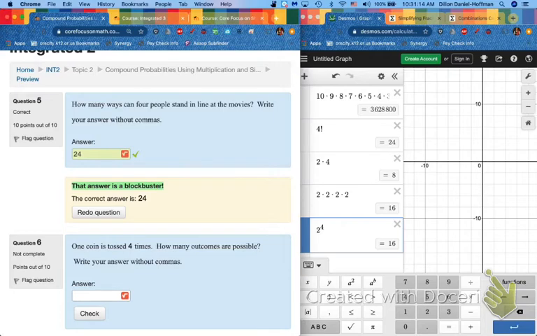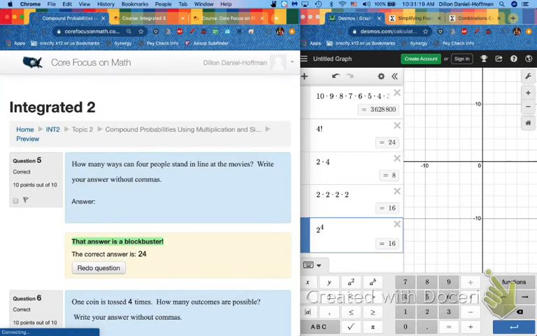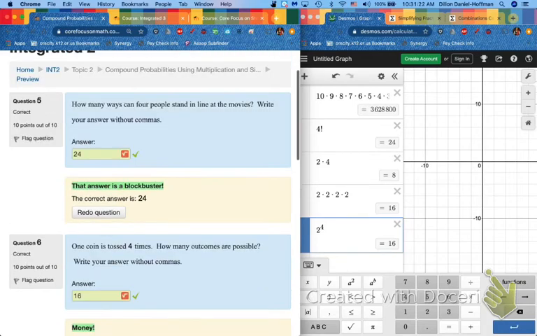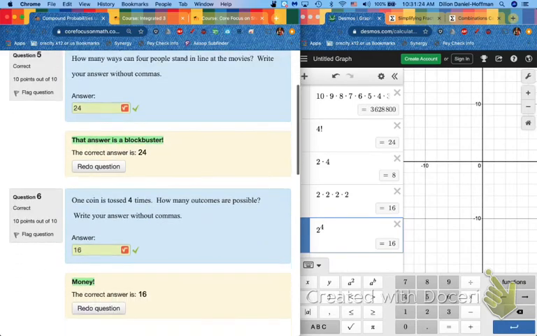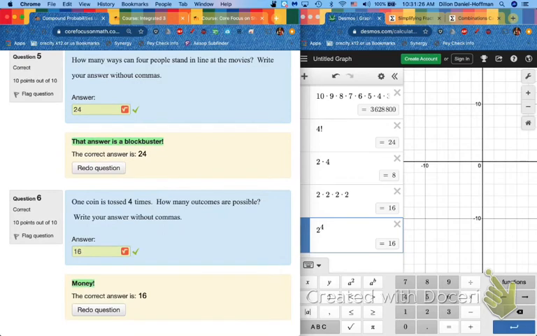So for you, type in 2 to the power of how many coins you have. So if you have 5 coins, do 2 to the 5th power. You have 3 coins, do 2 to the 3rd power. Or you can manually do 2 times 2 times 2, or 2 times 2 times 2 times 2 times 2.